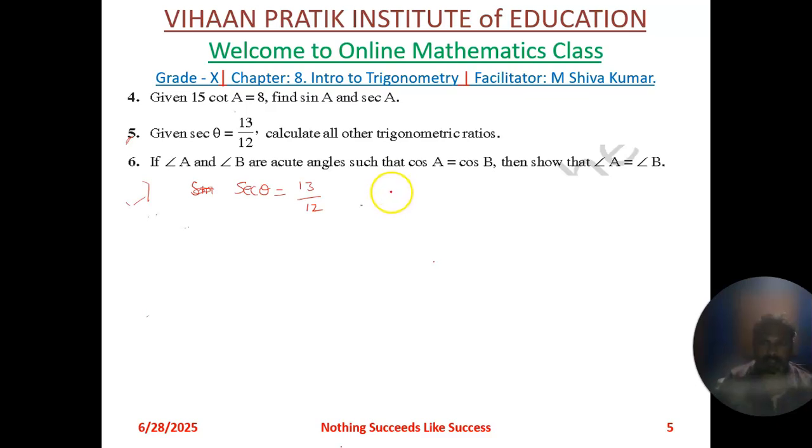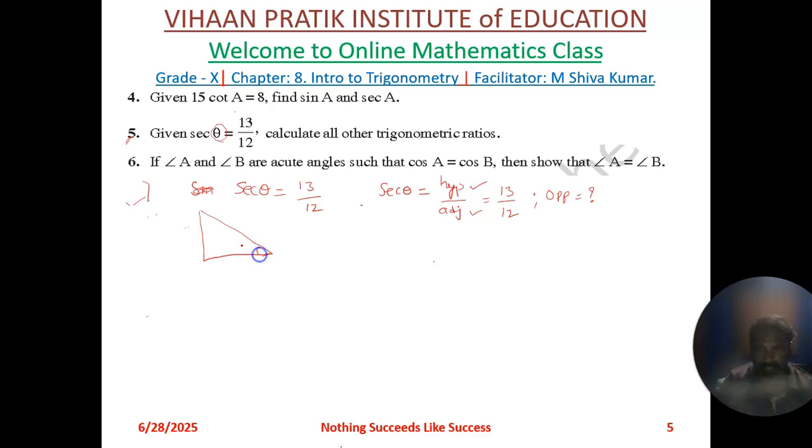Now from earlier problem number 4, we know that the ratio secant theta is given as hypotenuse by adjacent. Now here the reference angle is theta. So we know hypotenuse, we know adjacent, which are 13 and 12, but we don't know opposite. So we need to find out opposite. Now it is very clear, by using Pythagoras theorem, we can easily find out the value of opposite.